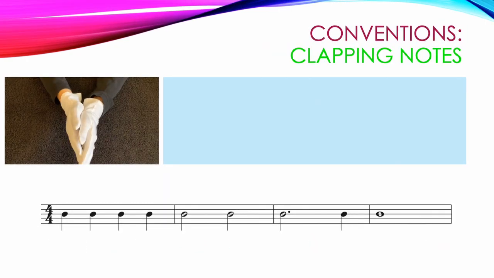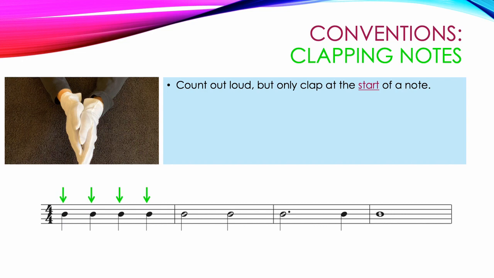Now that we know the conventions or rules for how to count the notes, let's look at the rules that we want to follow in class for how to clap them and count them out loud at the same time. We want you to count out loud, but only clap at the start of a note. So in the first measure, we have 4 separate notes. You're going to clap 4 times.